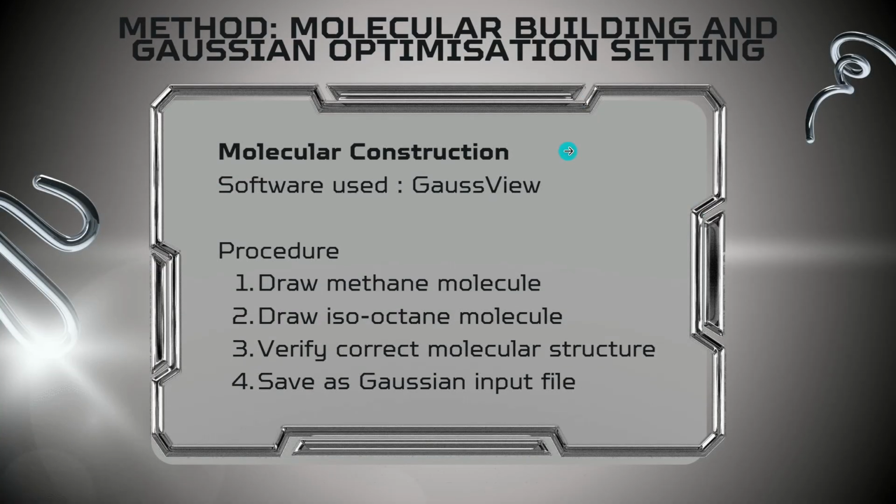The method that we use to compare is GaussView, where we first draw the methane molecule and the iso-octane molecule, next verify whether it is the correct molecular structure or not, and then save it in a Gaussian input file.